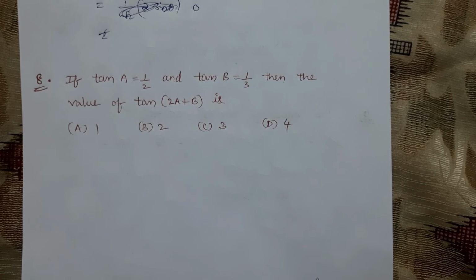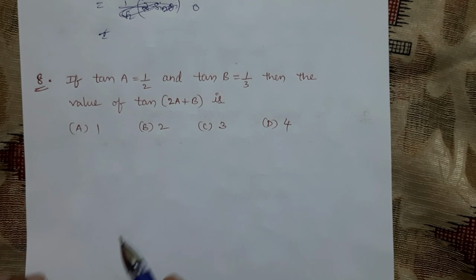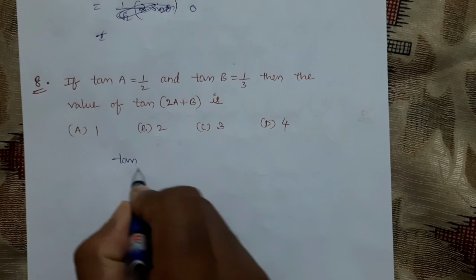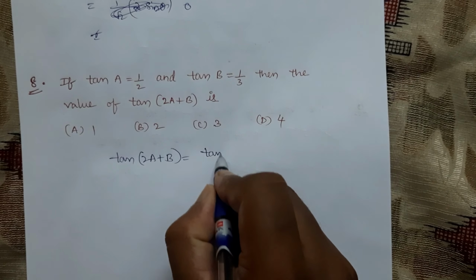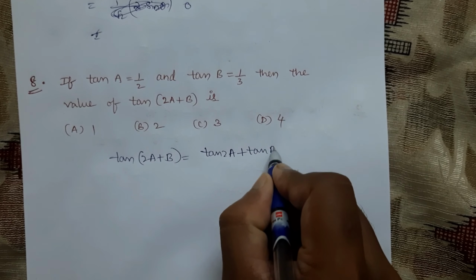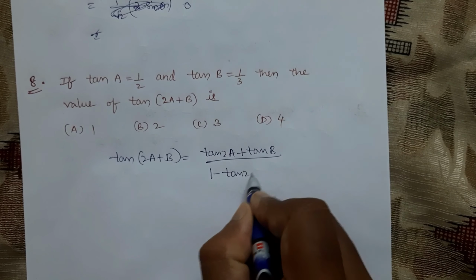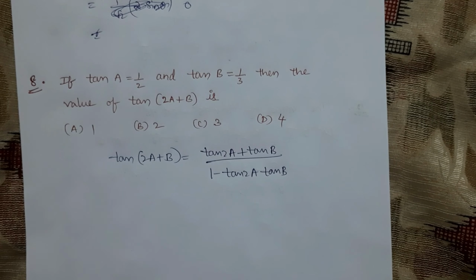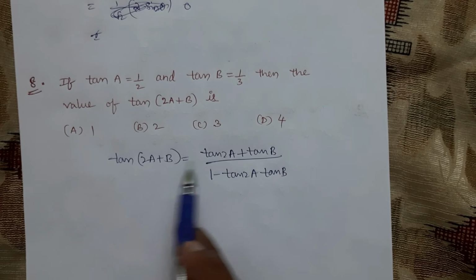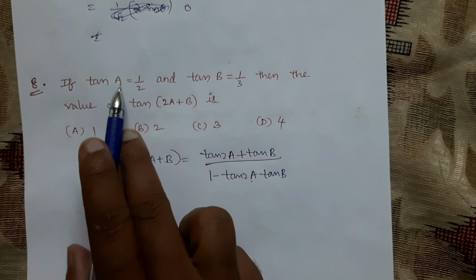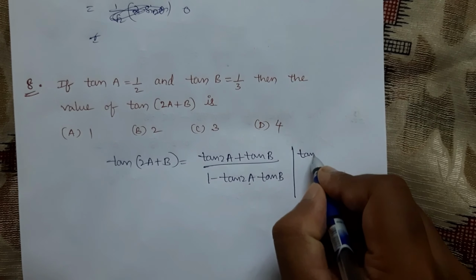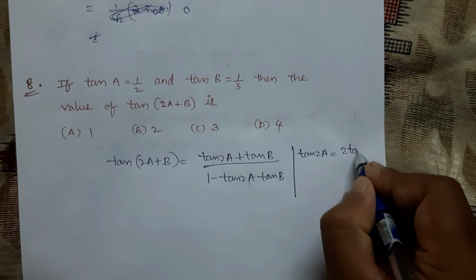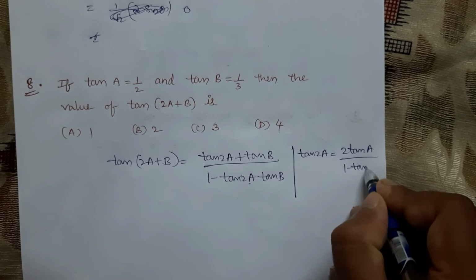if tan a is equal to 1 by 2 and tan b is equal to 1 by 3, then the value of tan of 2a plus b. See, again we can solve by using that formula, tan of a plus b formula, but here tan of 2a plus b formula I will write, that is tan 2a plus tan b divided by 1 minus tan 2a into tan b. Okay, this is like tan of a plus b formula, but instead of a we need to write 2a, but they did not give tan 2a. But for that tan 2a also we have a formula. What is that? Tan 2a is equal to 2 tan a by 1 minus tan square a.